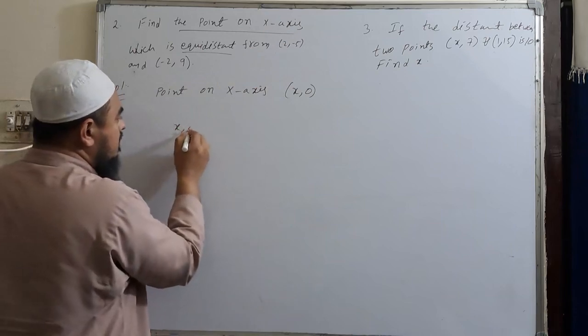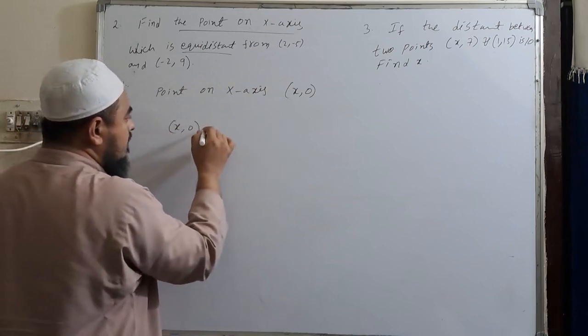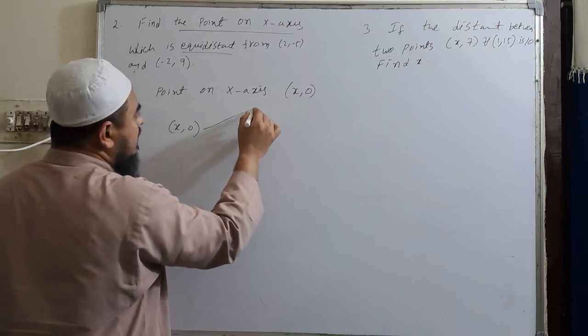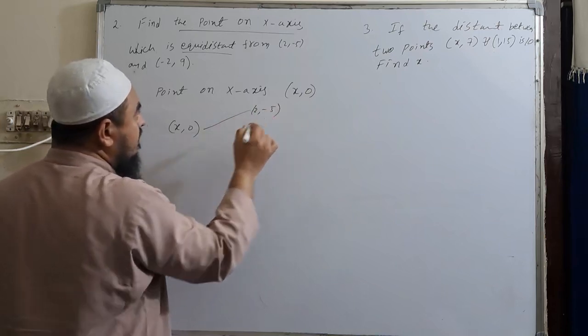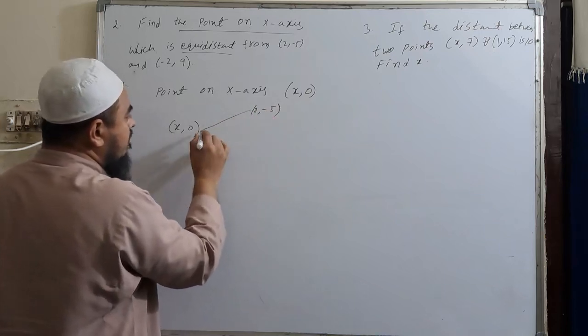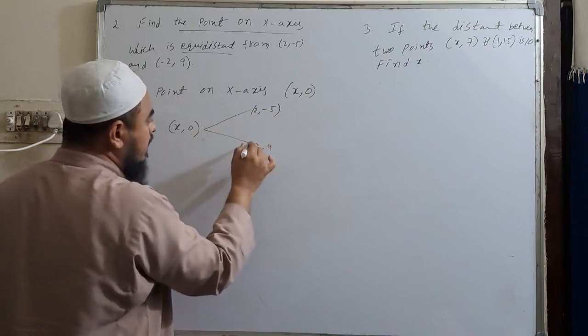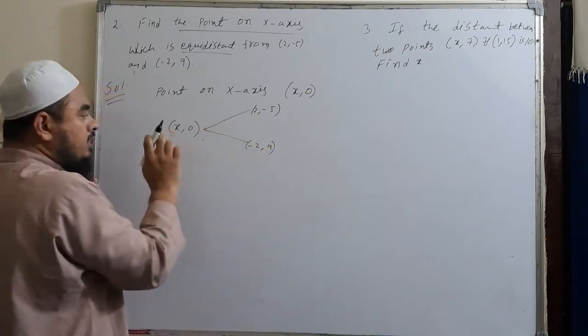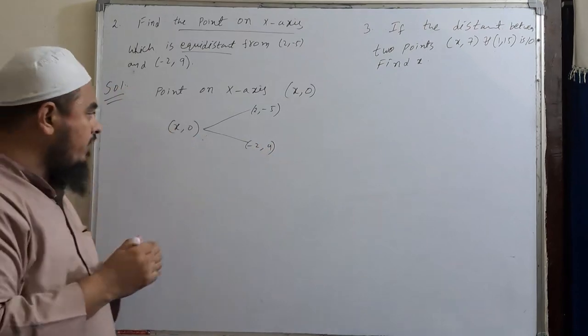So you write the point here. And another 2 points they have given, 2 comma minus 5. Another point here we have, minus 2 comma 9. And they are asking to find the value of x.